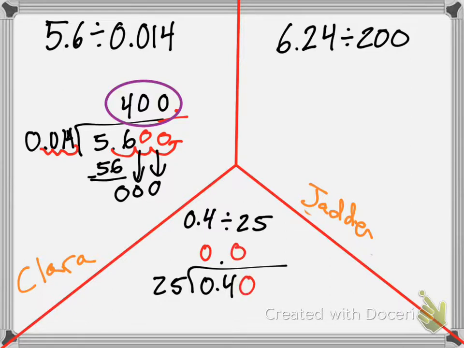I add a 0. How many times does it go into 40? Perfect. 1 time, that's 25. We get 15. We gotta add another 0. Do you know how many times it goes into 150?